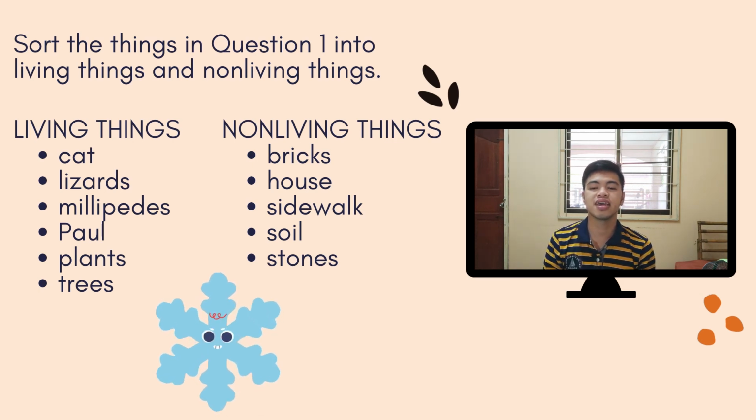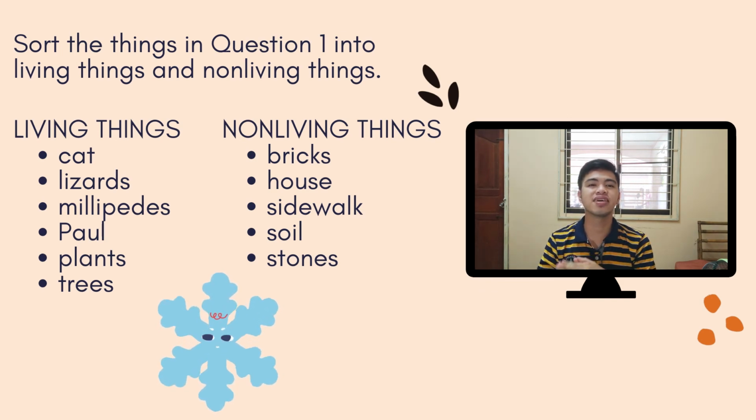But here are the living things. The living things are the cat, lizards, millipedes, Paul, plants, and the trees. So those are the living things. And for the non-living things, we have the bricks, house, sidewalk, soil, and stones. Okay? Now we can separate the living things and the non-living things because we already know its key features.